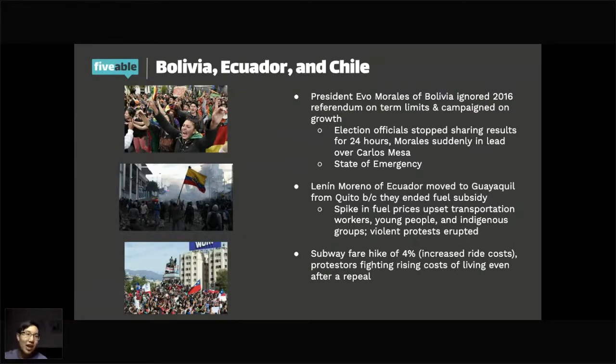And finally, in Chile, we saw a subway fare hike of 4%, leading to higher ride costs. The government actually repealed that subway fare hike, but protesters are still fighting right now because they're really angry about the cost of living going up in Chile, while things like the minimum wage stay low and workers' rights aren't really being protected.